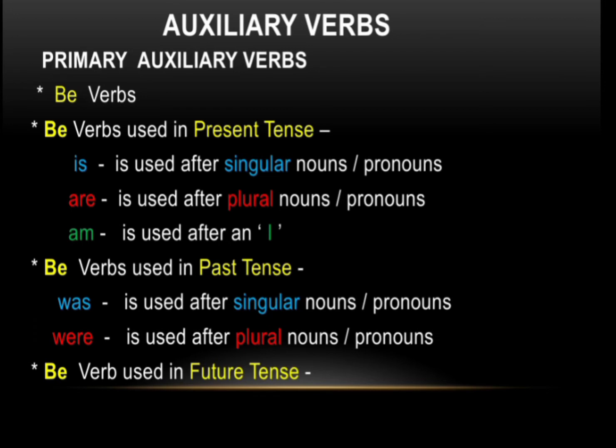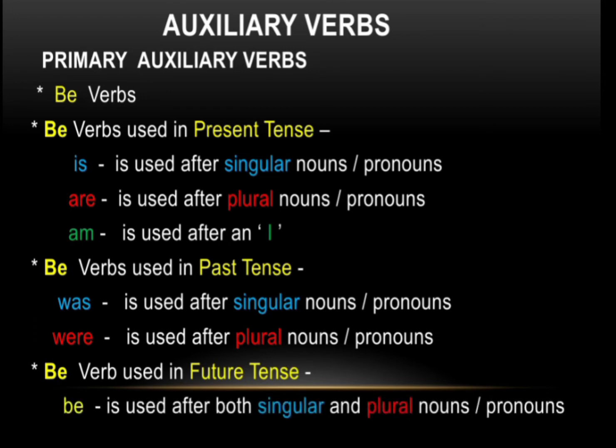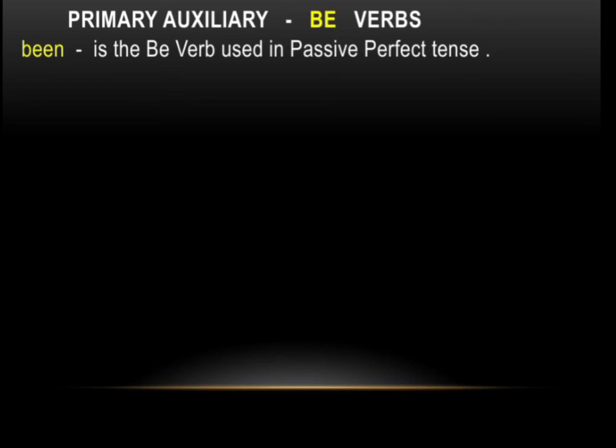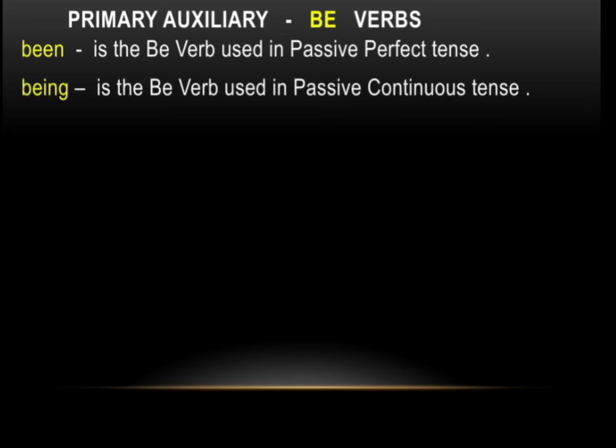Be verbs used in future tense. The be verb that is used in the future tense is be and it is used after both singular and plural nouns or pronouns. The next be verb is been. It is the be verb used in passive perfect tenses. Next, being is the be verb used in passive continuous tense.